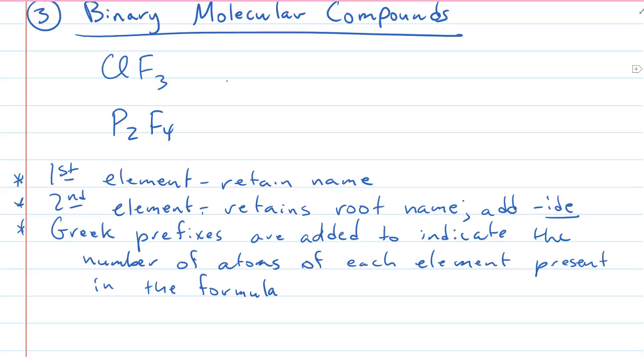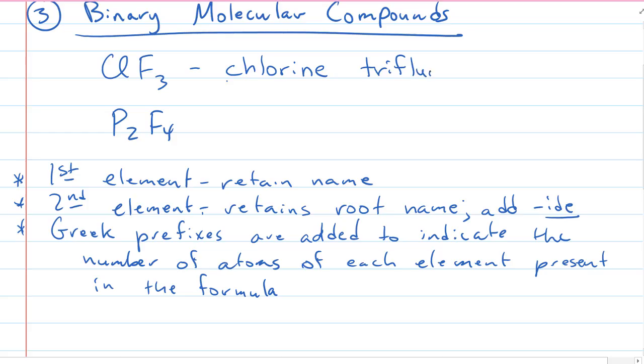So that means if we were to name this one, help me out now, this one would be chlorine. Oh, but how many fluorines are there? It's going to be tri. Fluoride. So again, we include the Greek prefixes that tell us how many atoms there are of each element.